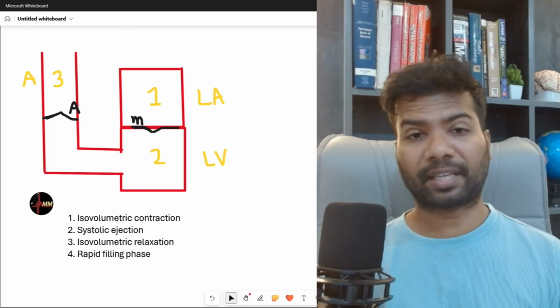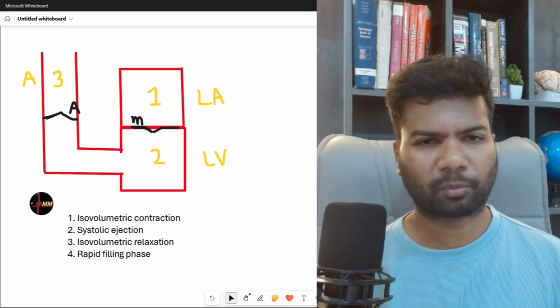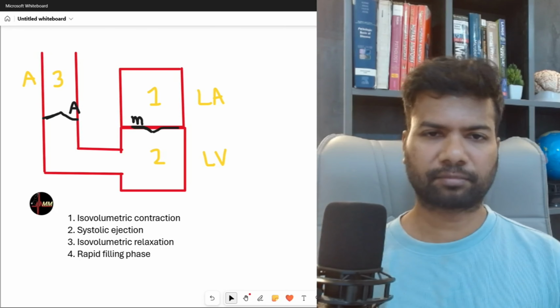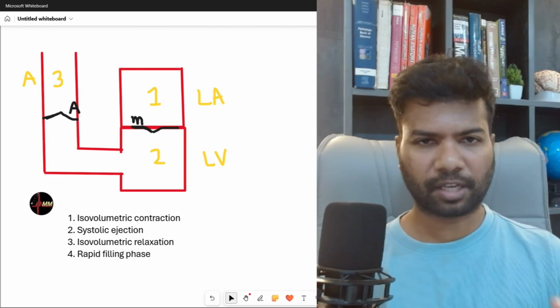So today's topic is the cardiac cycle. I'm going to simplify this. I'll try to make this very simple, under 3 minutes, okay?